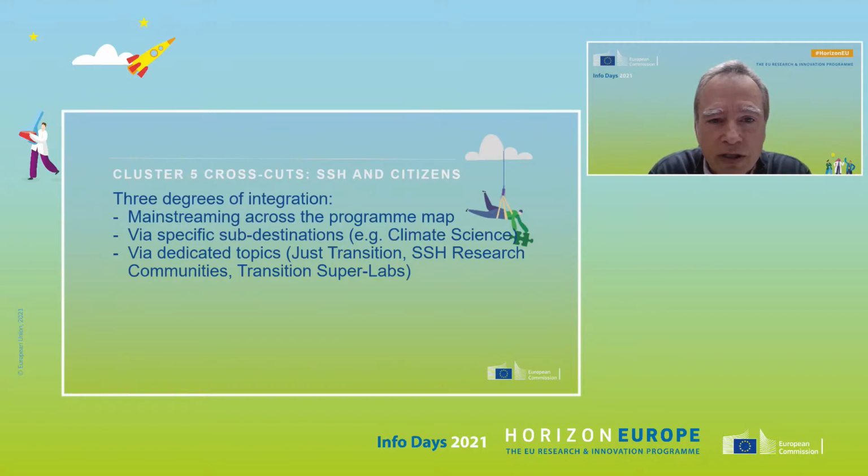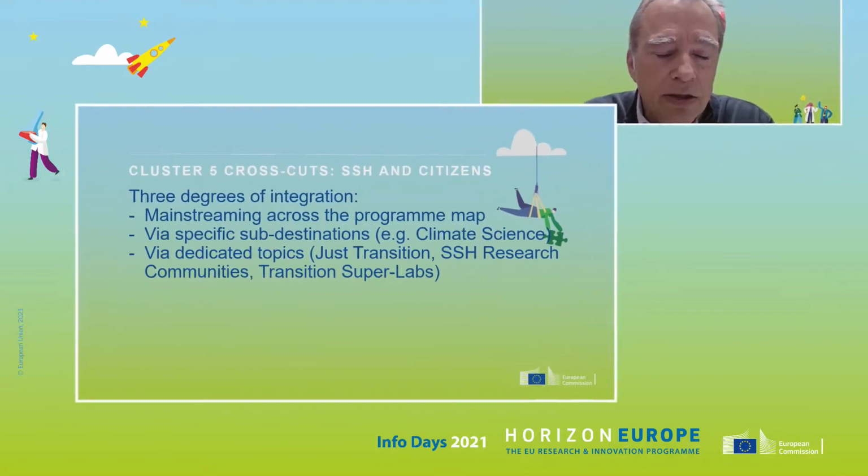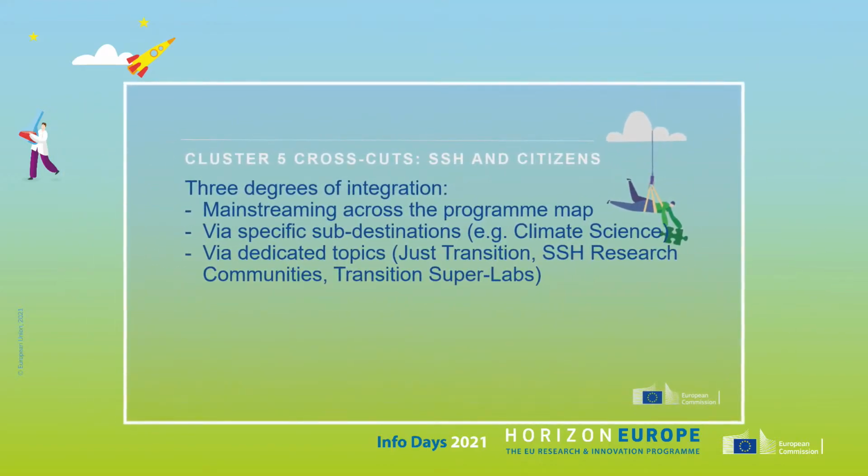One, of course, is generic mainstreaming across the whole program map. And for that, you can look at the participant portal. There are topics that are flagged as SSH relevant. You can also look for references in the topic text. You will find some that have a particular sentence which starts with "this project requires SSH qualifications and expertise." So that's one way.